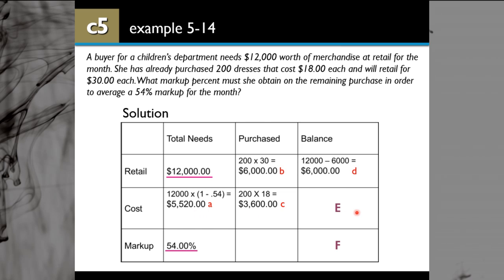So that is 5,520 minus 3,600. Then you will get this 1,920 as your balance cost. So if you know this balance retail and balance cost, then now you can calculate your markup percentage.